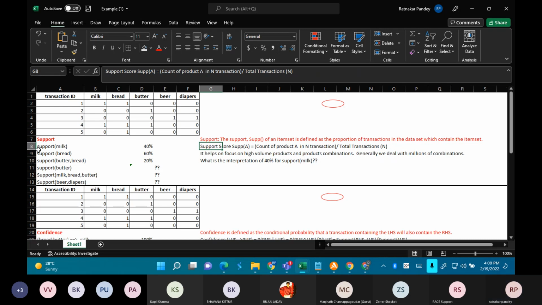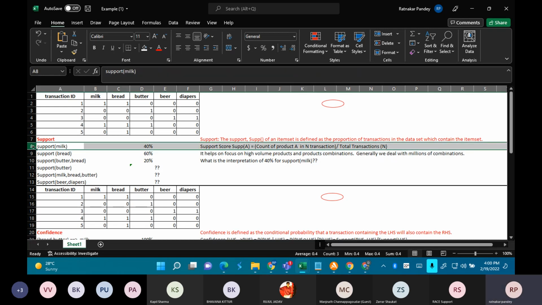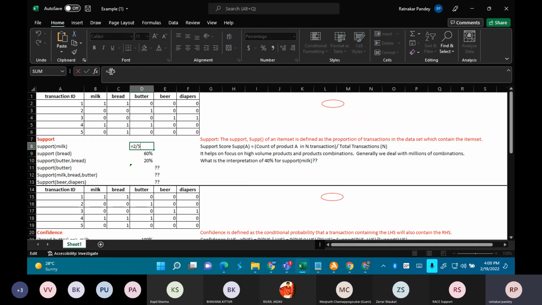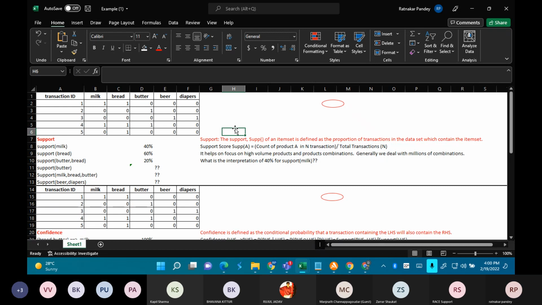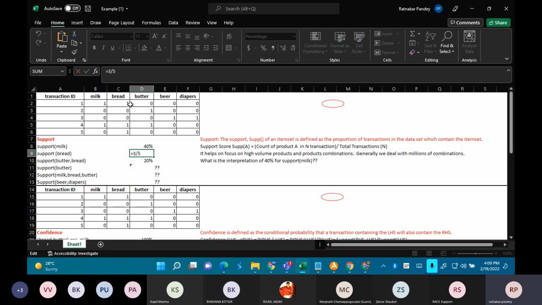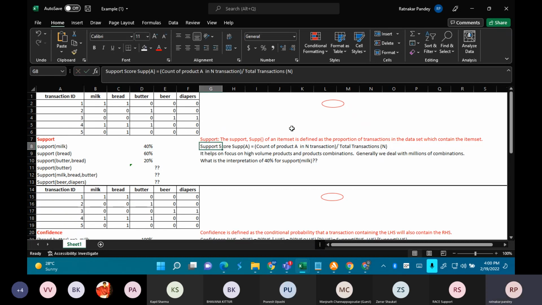Let's do one. Support for milk. How many total transactions do we have? 2 transactions out of a total of 5 transactions had milk. So support for milk is 40%. That means 40% of the total transactions have milk. Correct? Support for bread is how much? 3 by 5, right? Total transactions where bread is bought is 3 out of 5. So that's 60%. So 60% of the transactions have bread.